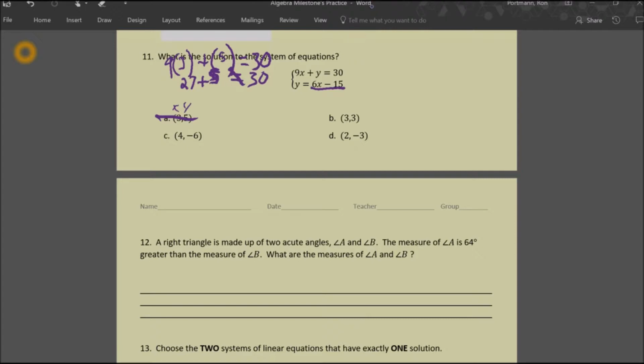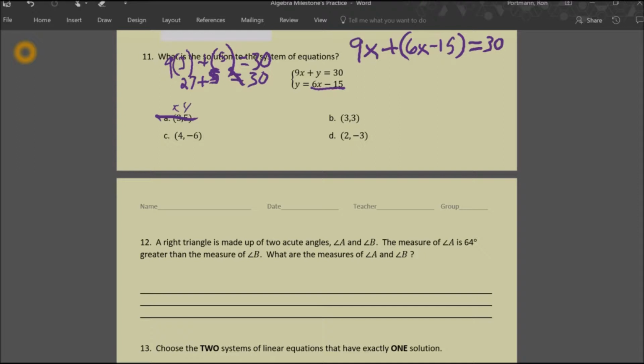So this should say 9x plus, and then you're going to put your parentheses. We're going to have 6x minus 15 because that is what y equals. And all of that is 30. You got to finish writing the equation. Don't just stop once you substitute in. All right, now this is distribute, combine like terms, solve.